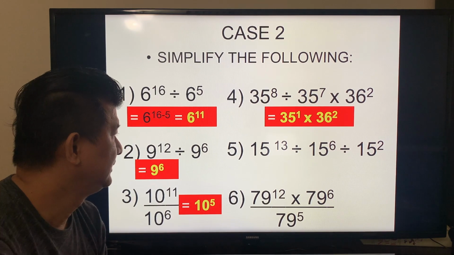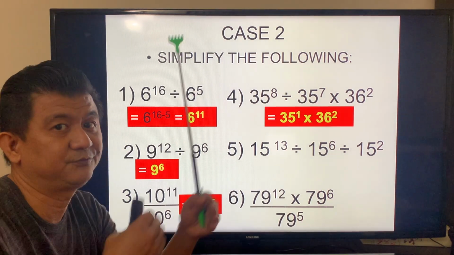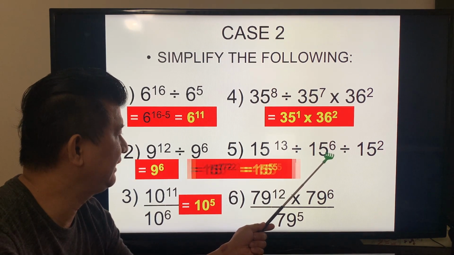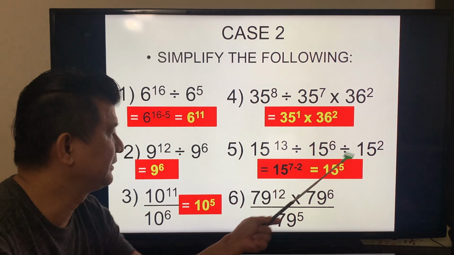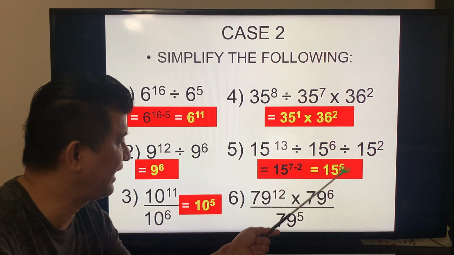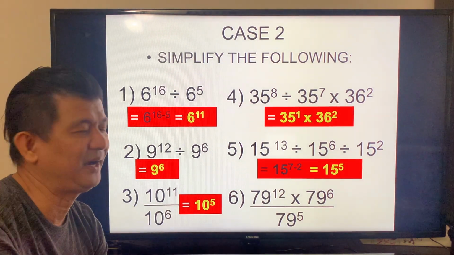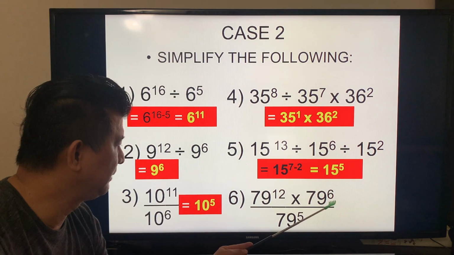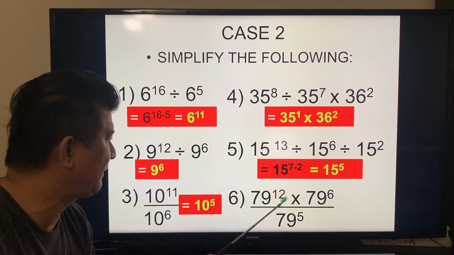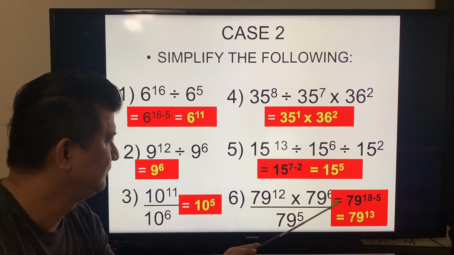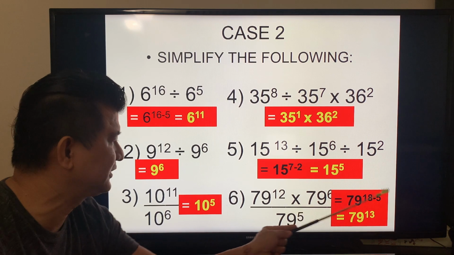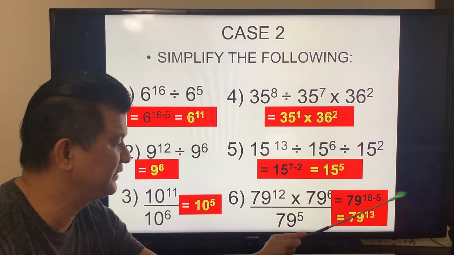The next one. Divide and divide. Do it left to right. So let's do this first. 13 minus 6 is a 7. There you go. That's a 7. But there's another division here. So subtract that 2. So 7 minus 2 is a 5. There you go. 15 to the 5th power. Their bases are all the same. But the top is multiplied first. So 79 to the what power? That's an 18. And then 18. But remember, there's a division below. So minus 5. 18 minus 5 is 13 power.